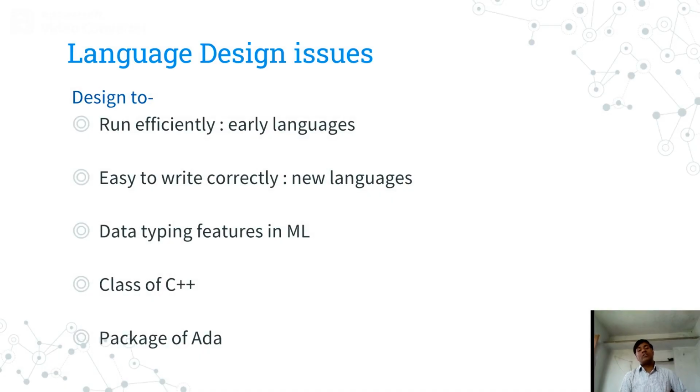Then the following are the main language design issues. Earlier we saw that languages were mainly designed to run efficiently. That was the main focus in early languages, during 1951 to 60. After that, the focus became being easy to write correctly. These are features in newer languages, along with data typing features in machine languages, and as we know, classes in C++ and packages in Ada.